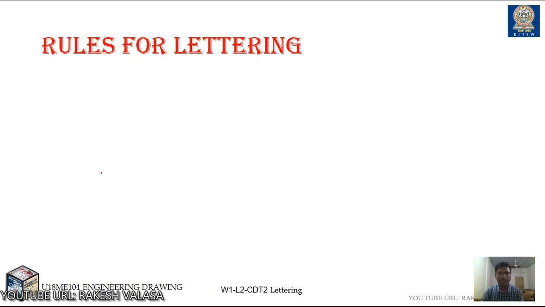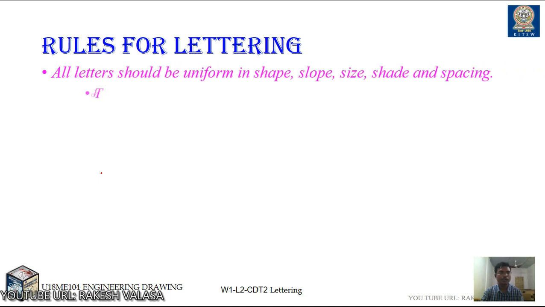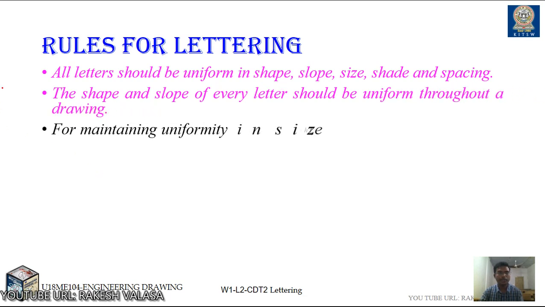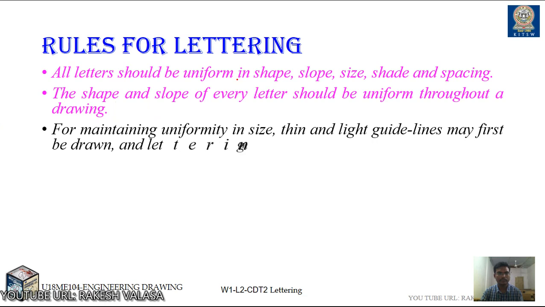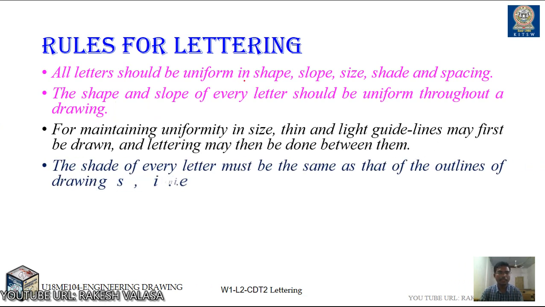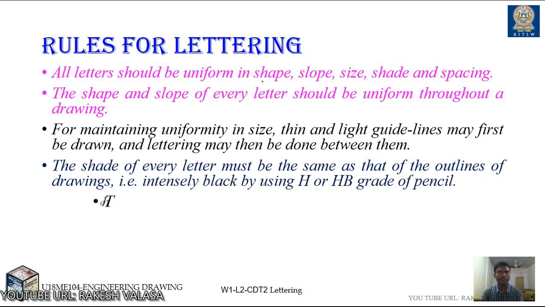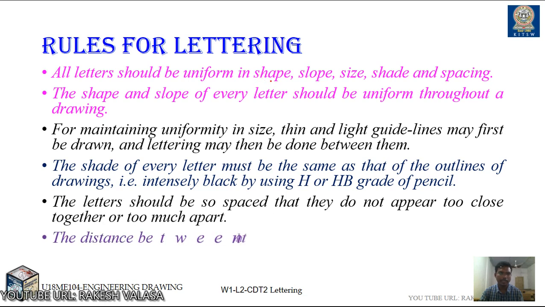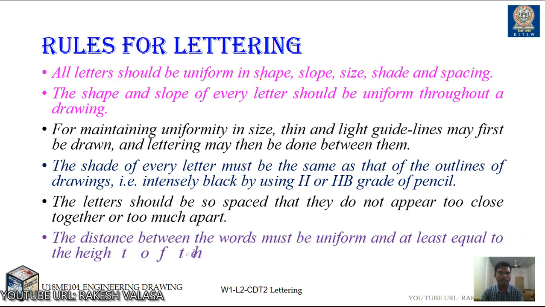Let us see the rules for lettering. The students are required to follow these rules for printing letters on a drawing sheet. All letters should be uniform in size. That means the students should follow the lettering height of 6 mm and width of 5 mm. Otherwise, the students may follow lettering A type or lettering B type. All letters should be uniform in shape and slope. That means 75 degrees with the horizontal line or 15 degrees with the vertical line.